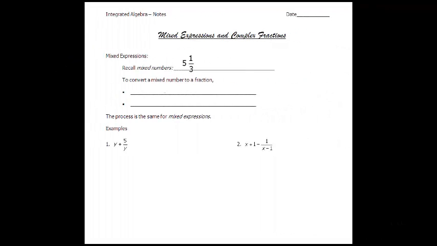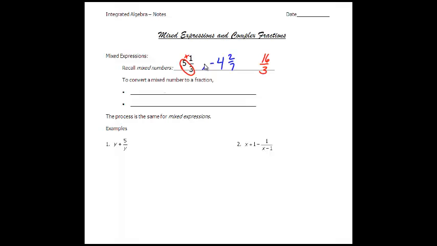Remember way back when, mixed numbers have a whole number component and a fractional component. They could have been negative. I could have had -4 and 2/7. Anything like that would be a mixed number. And remember, you used to use the shortcut, multiply 5 by 3, add 1 to get the improper fraction. So that would have been 16/3.